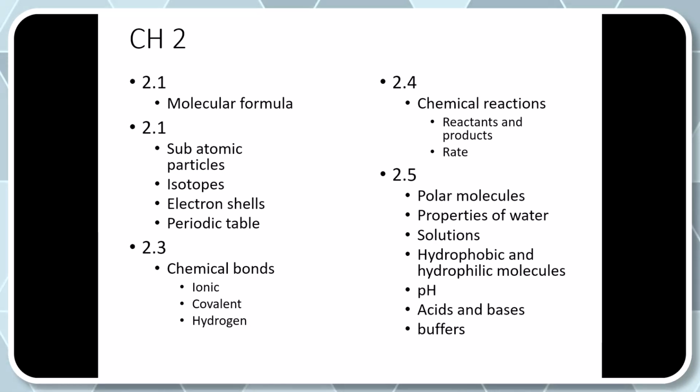pH is a measure of the concentration of hydrogen ion in solution. Acids have a low pH, bases have a high pH, and buffers help reduce pH change. And that's it. We made it through chapter 2. Look at us go.